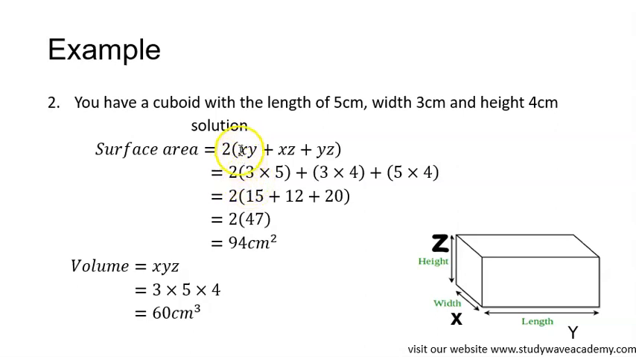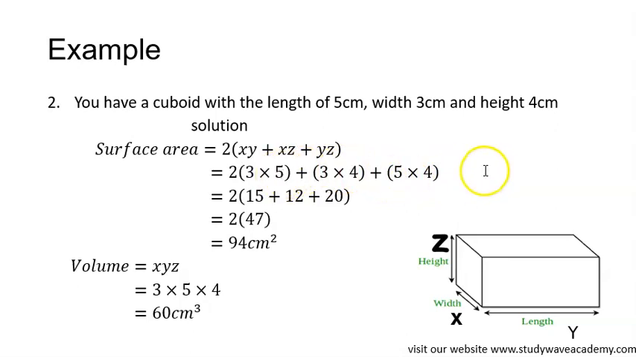2 brackets, X is the width and the width here is 3. You put down 3. Y is the length and the length here is 5. You put down 5, bracket close, plus the next one. X is the width, so the width is 3. You write down 3 times Z, which is the height. The height is 4. You write down 4, bracket close, plus the next one. Y is the length, which is 5. You put down 5. Z is the height, which is 4. You put down times 4, bracket close.